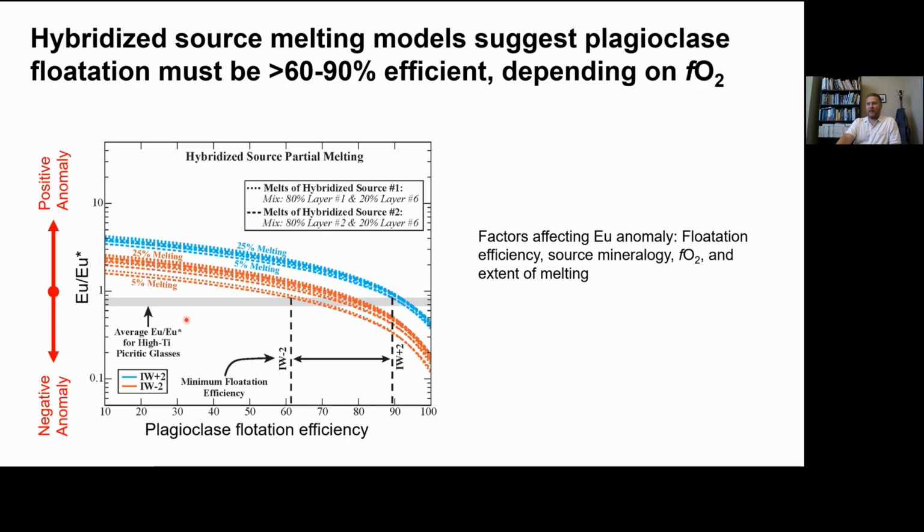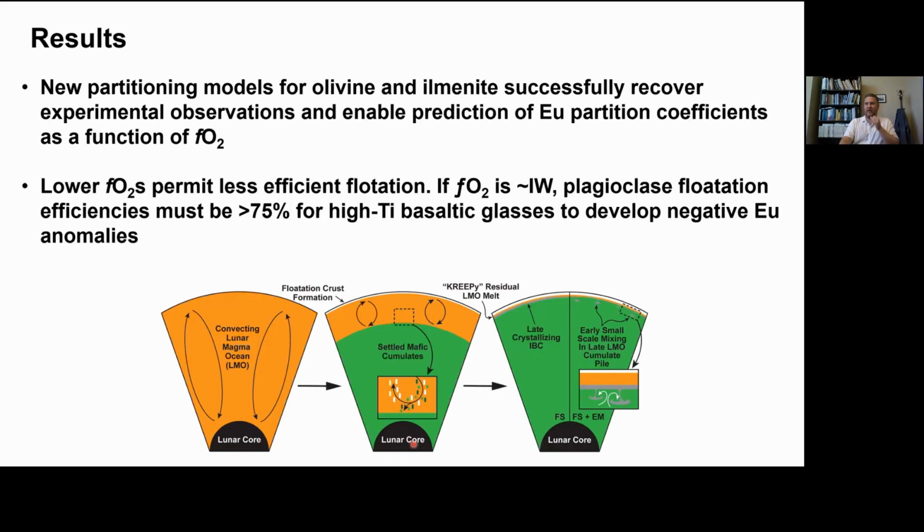But in some respect, this result is a no-brainer. We can't take a bunch of plagioclase with a positive europium anomaly and put it into a basalt source and maintain a negative europium anomaly in that source. So what we're really doing here is putting lower bounds on the required efficiency of plagioclase flotation. And this has some interesting implications, which we'll get to in a second.